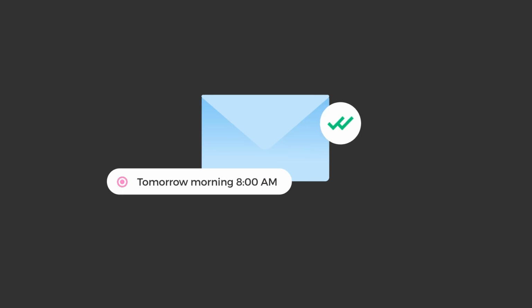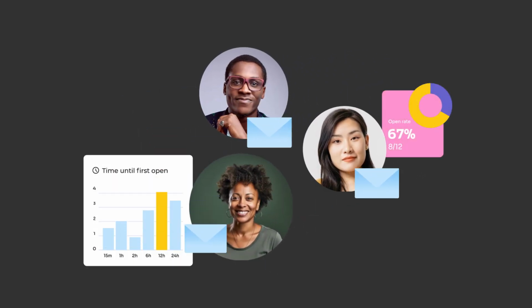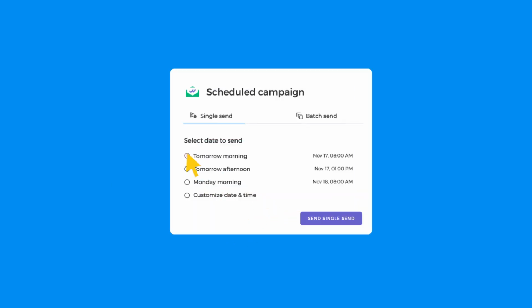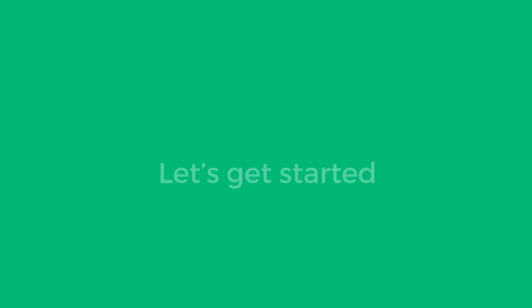Scheduling emails with tracking offers significant advantages, such as the ability to send messages at optimal times to multiple recipients while gaining valuable insights into their interactions. Mailsuite's Schedule Send feature allows you to accomplish this in just a few clicks.